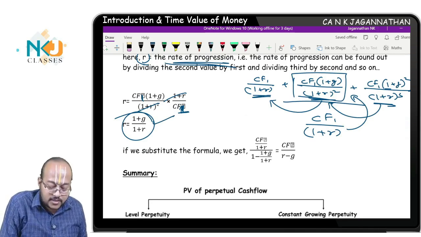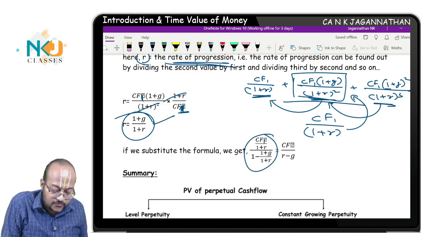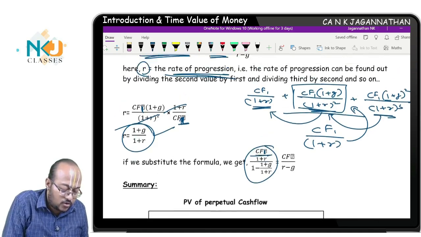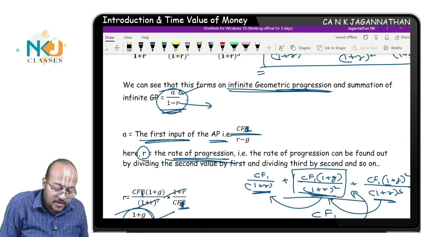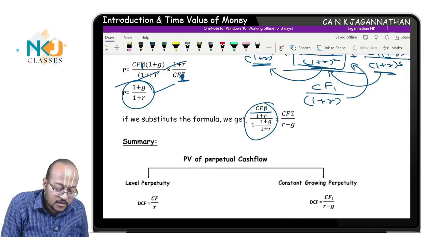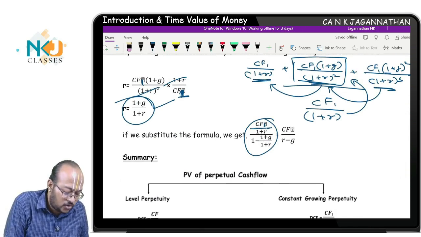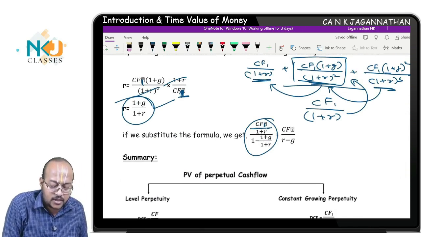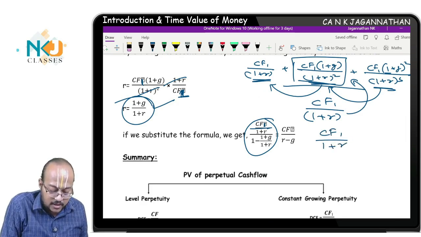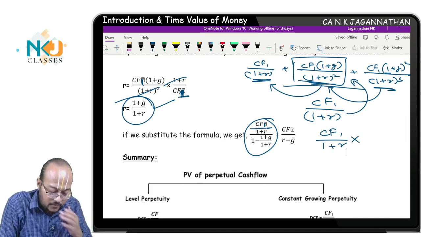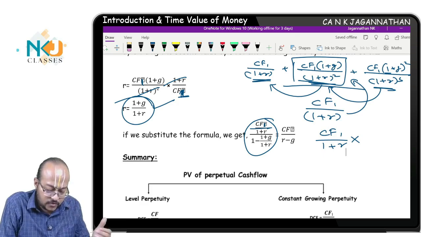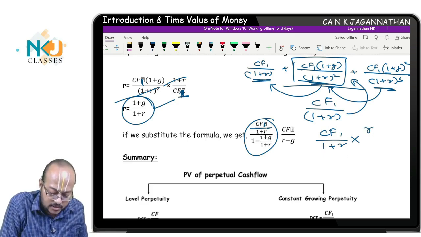If we apply this, see, cash flow 1 divided by 1 plus R is our numerator, that is A, correct? And if we divide it using 1 minus the rate of progression we found out, 1 plus G divided by 1 plus R, it is nothing but 1 minus 1 plus G by 1 plus R. Okay, if we solve this, cash flow 1 divided by 1 plus R, then if you multiply this, what will happen? Very simple. Minus 1 plus 1 get cancelled. R minus G will be there.